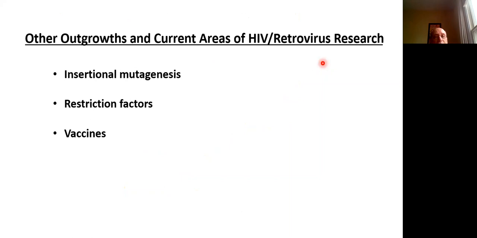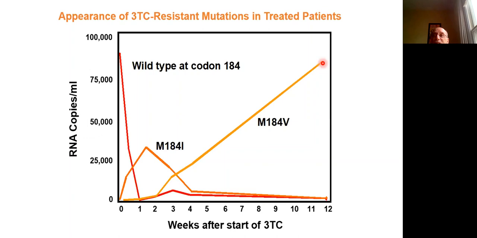So that is why, in order to successfully treat the infection, you need to have three inhibitors present simultaneously, because the probability of having a virus in the person which is simultaneously carrying resistance mutations against three inhibitors is vanishingly small. And so that is how highly active antiretroviral therapy works.